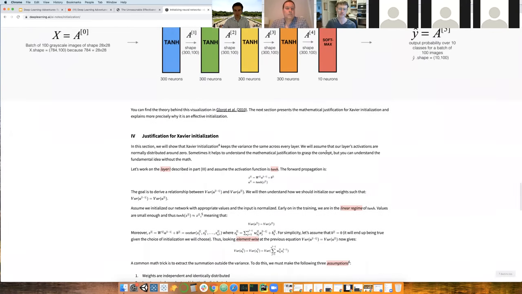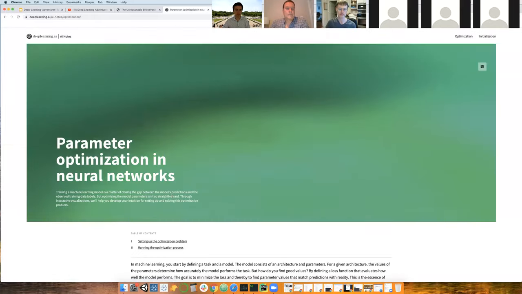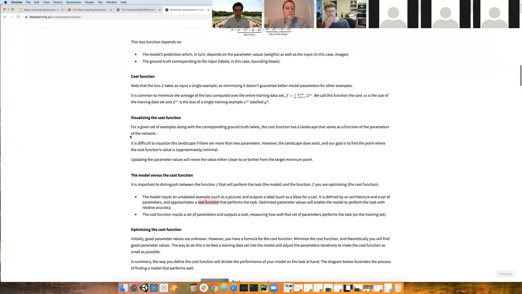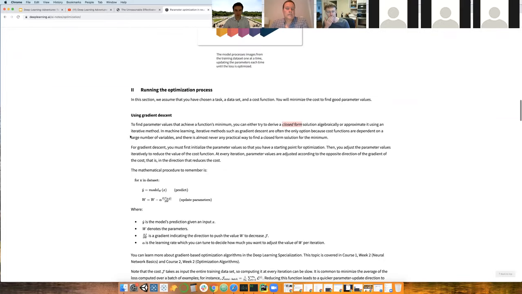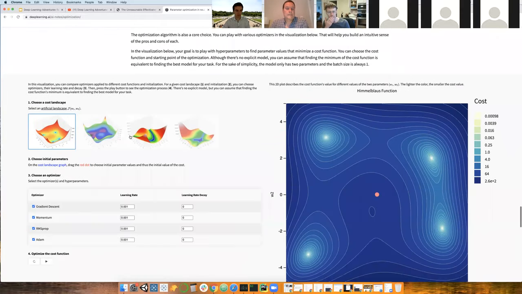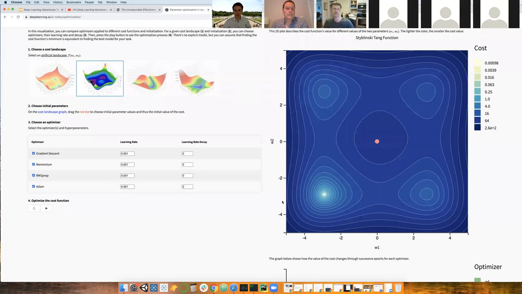There was another visualization that you showed last time, the one with the topographical map. Can you point to that? Parameter optimization, yeah, this was this one. So we looked at this cost landscape, which are artificial landscapes for cost, and they depend on W1 and W2, two weights on the X and Y axes. The third axis is the actual cost function. And we saw different optimizers here. We didn't experiment with different initialization techniques.